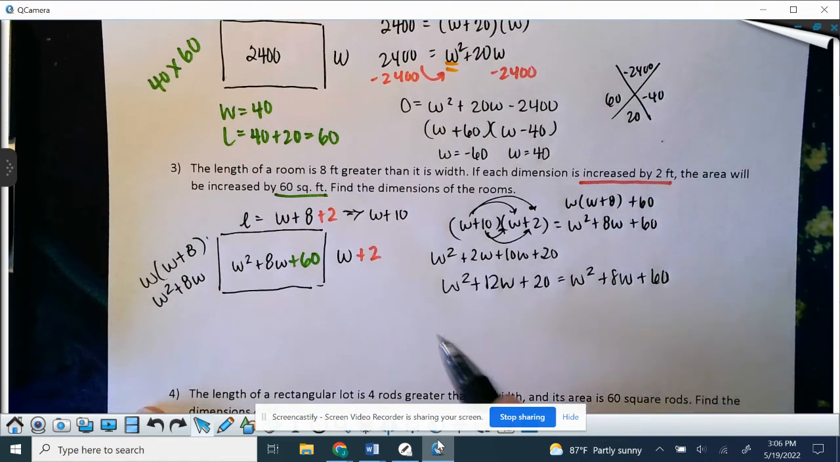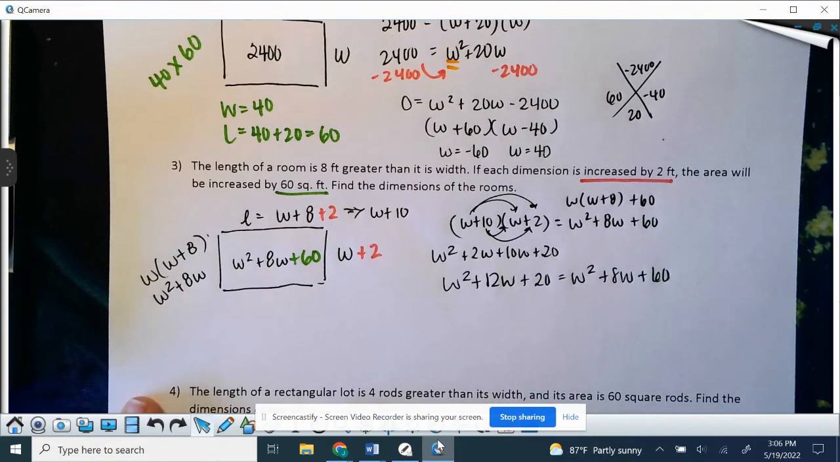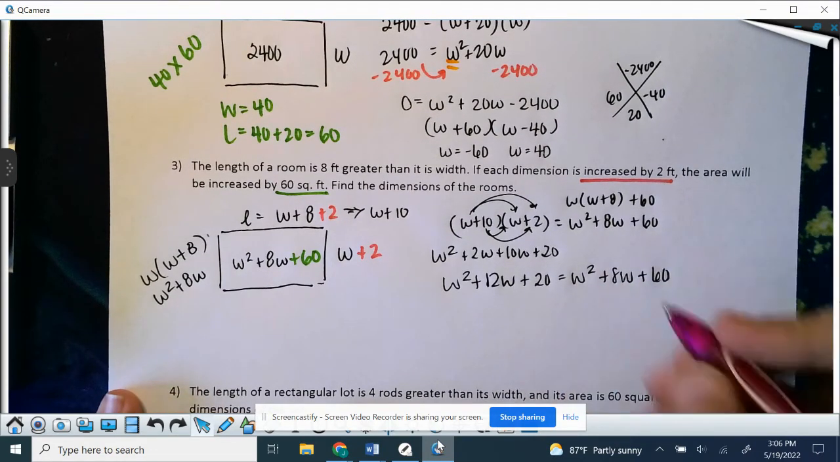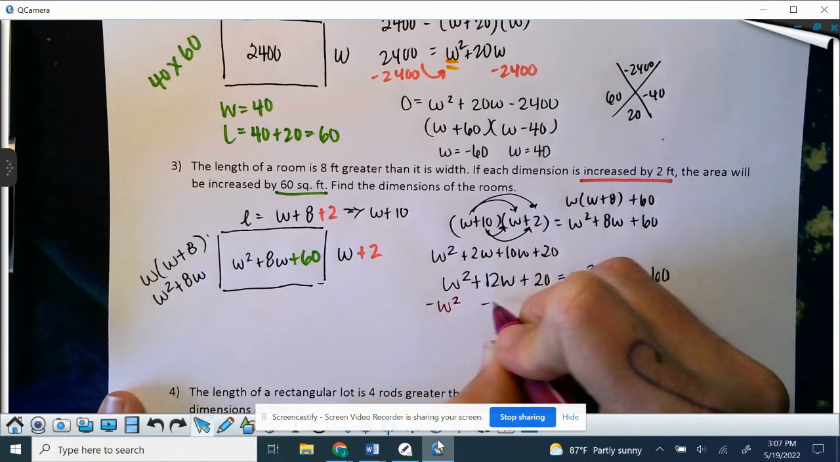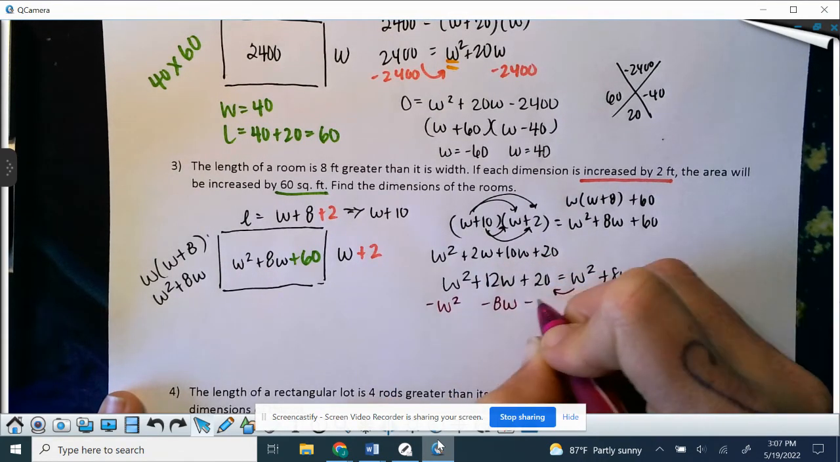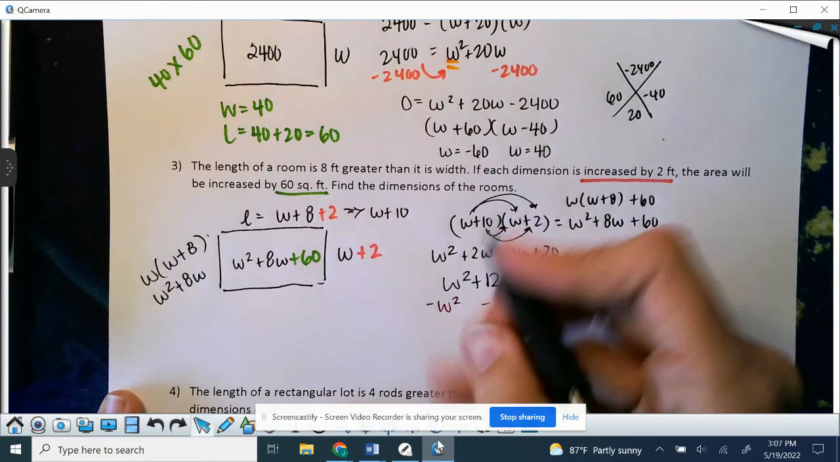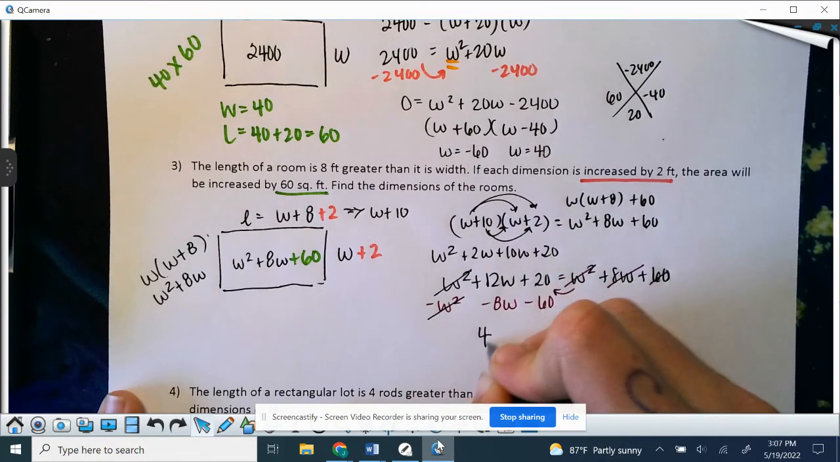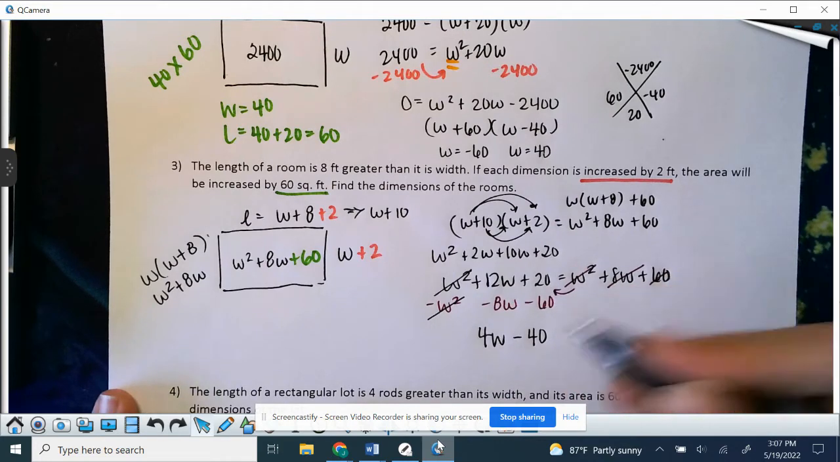Again, move terms towards whichever side you want, because in this case, there's a W squared on both sides. So either way, we're going to make a mess of getting rid of that. So I'm going to move it this way: minus W squared, minus 8W, and minus 60. And once I do that, that crosses out everything because I did it on this side as well. So my W squares go away. I end up with 4W minus 40, because 20 plus a negative 60 is negative 40.